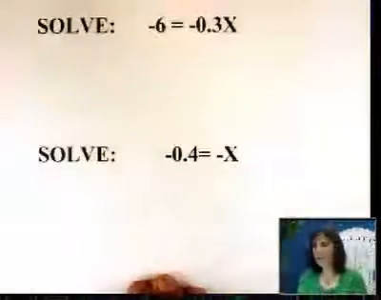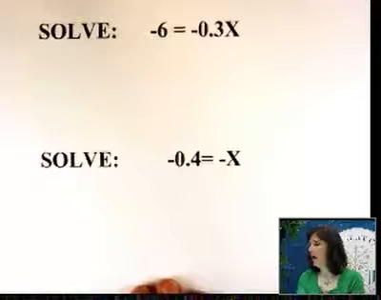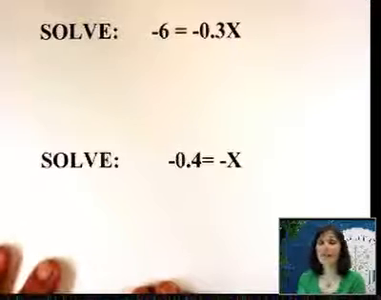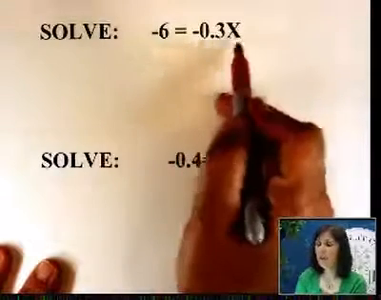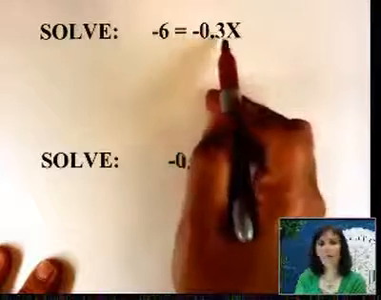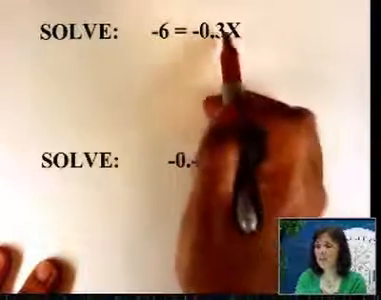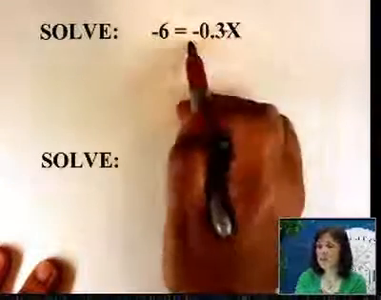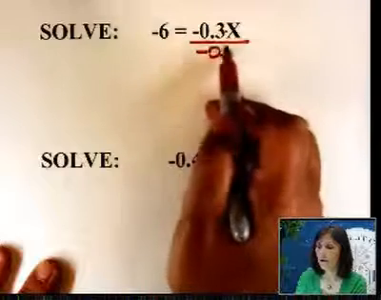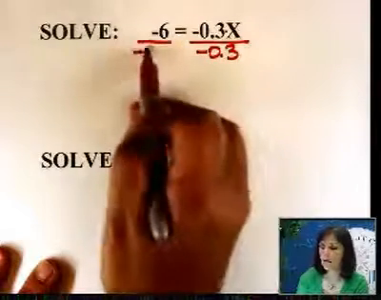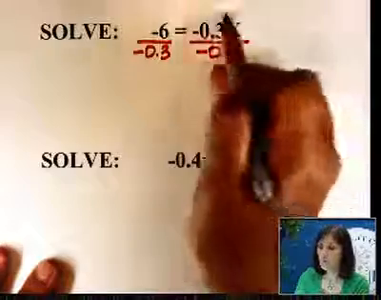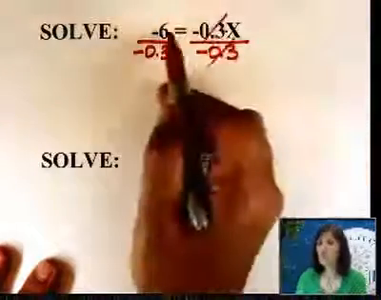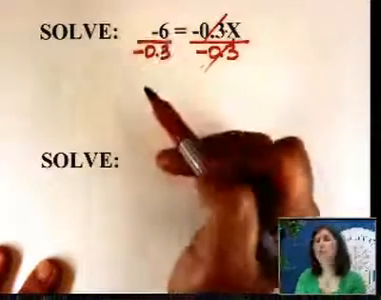Okay, let's make it a little bit more difficult. Let's say we throw in a decimal. Okay, what's the coefficient of x? It's -0.3. So let's think of it kind of simply. This is multiplying, that means I'm going to divide. Guess what? These two will go. -6 divided by -0.3.